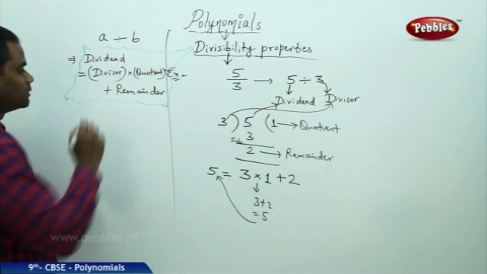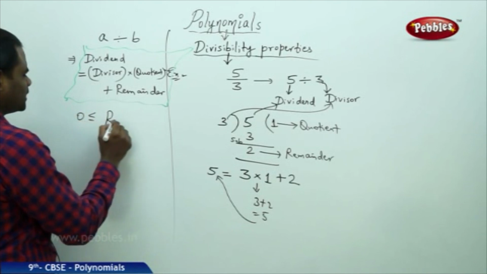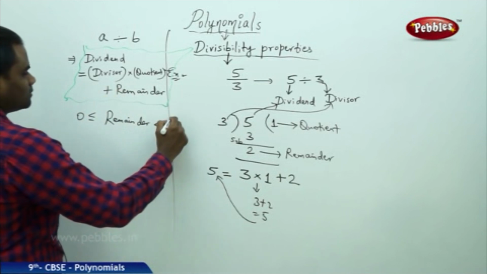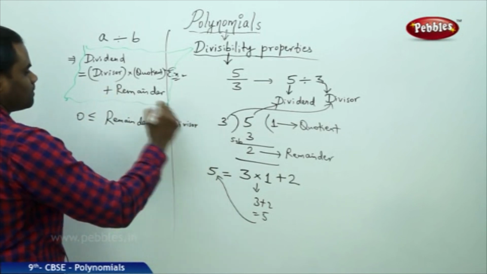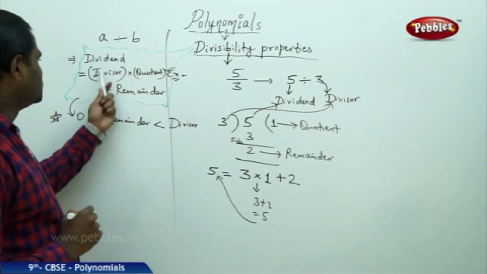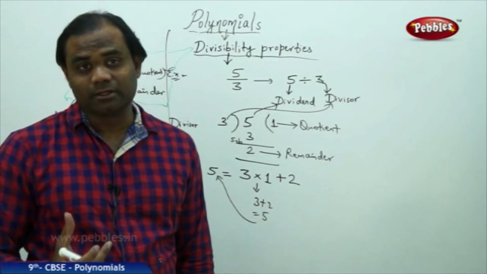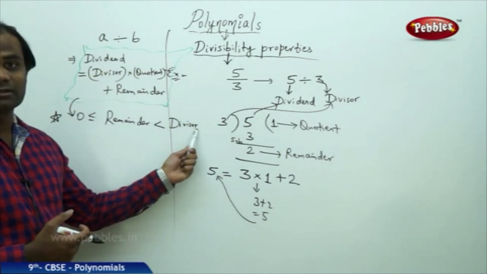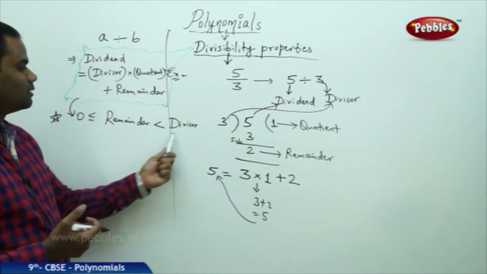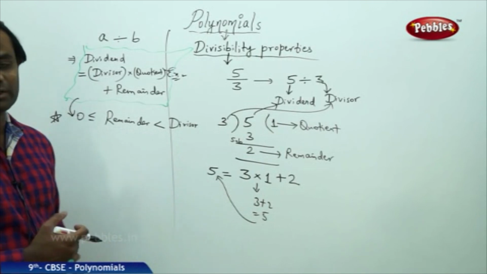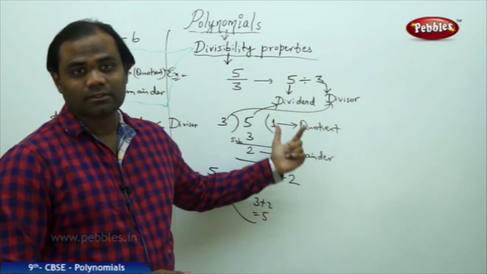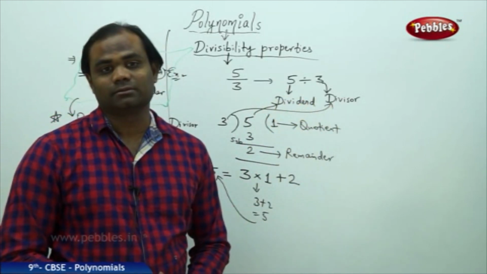And more importantly, the remainder always lies below the divisor, that is, it is less than the divisor. This is a very important property. Dividend is divisor into quotient plus remainder, and the remainder can never exceed the divisor, and it is never negative. So 0 is less than or equal to the remainder, which is less than the divisor. This is how we understand the divisibility properties connecting the divisor, the dividend, the quotient and the remainder.